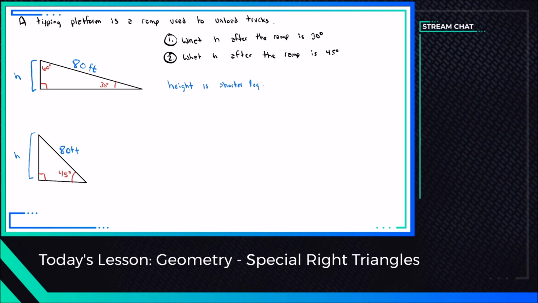And so we know that the shorter leg multiplied by 2 is equal to the length of the hypotenuse. And now we just solve for the formula. So the shorter leg is going to be equal to h. We're going to multiply that by 2, and that's going to be equal to our hypotenuse of 80. Or in other words, we divide by 2 on both sides to get h is equal to 40 feet.